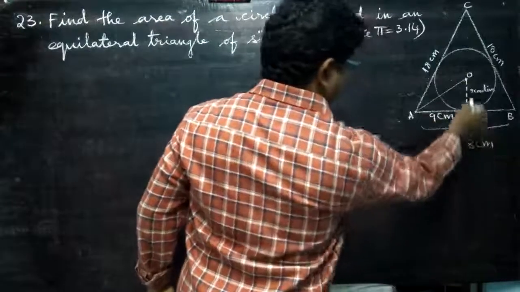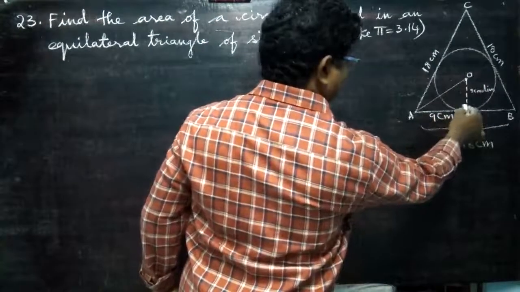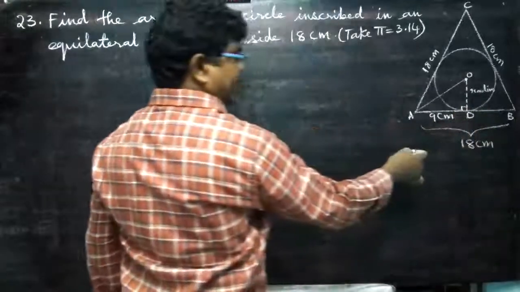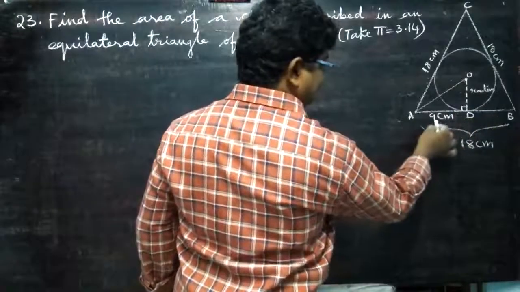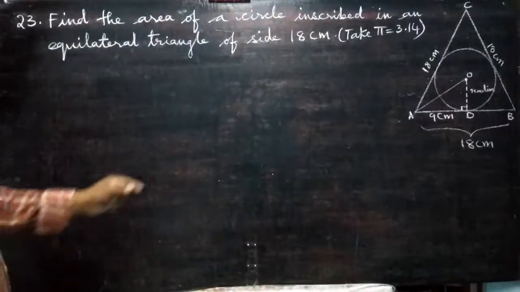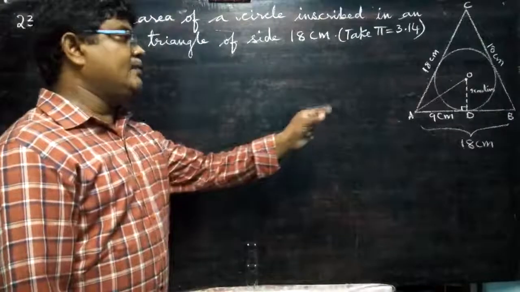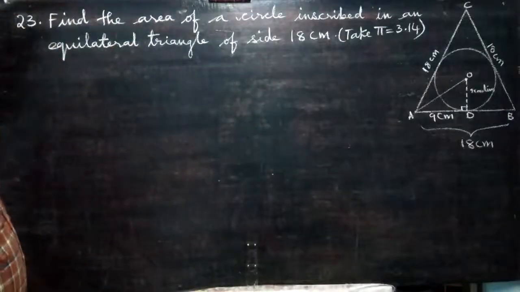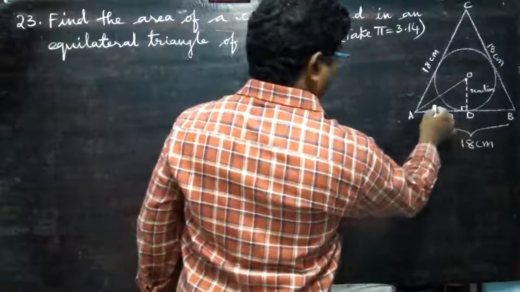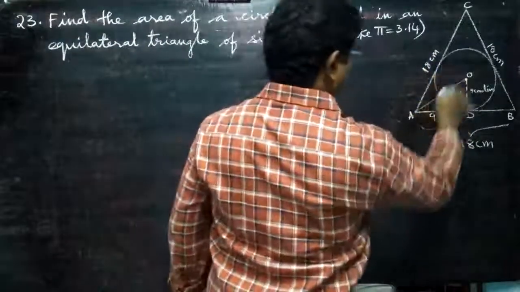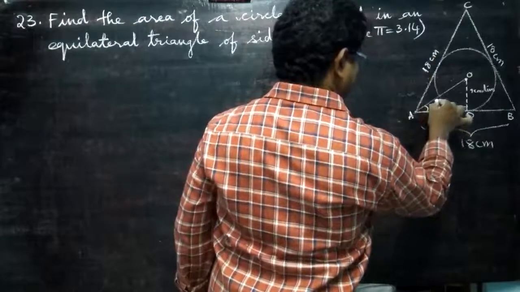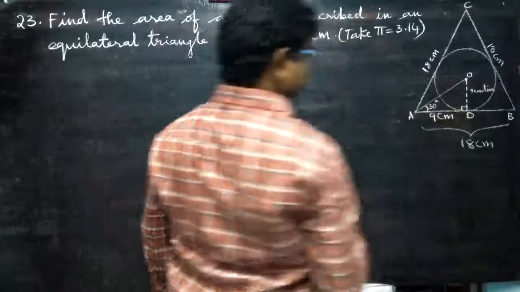AB is the side and this is the perpendicular bisector, meaning one side is 90 degrees and it divides the given side into two equal halves. In 18, half is 9 centimeters, 9 centimeters. Keep in mind. So now ADO is a right angle triangle. Immediately you know, in the equilateral triangle all angles are equal, so 60, 60, 60, and this is an angular bisector, 30 degrees.